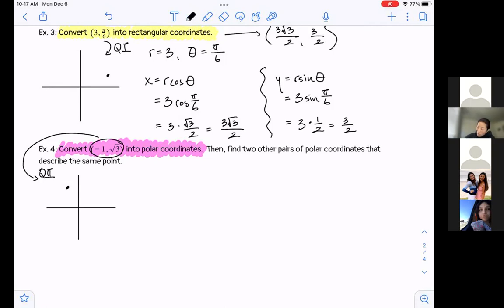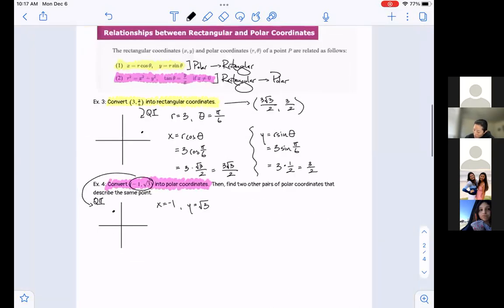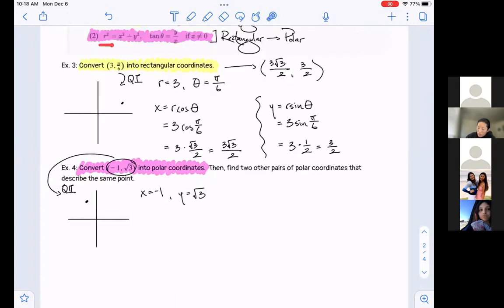Now, to find out exactly where it is, let's set ourselves up. Just like last time, we said these are the polar coordinates, this is my r, this is my theta. But this time we want to say this is my x and this is my y. Now let me zoom in for a moment so we can take a look at the formula we need. We have r squared equals x squared plus y squared, and tangent theta equals y over x.